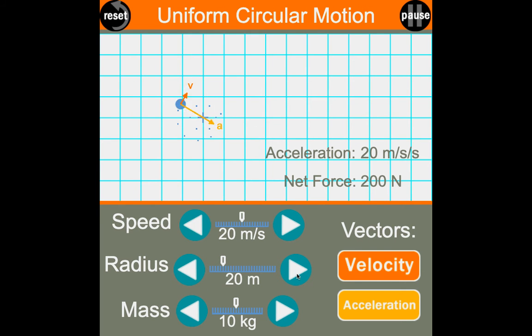As I increase the radius, the speed, the magnitude of the velocity, remains 20 meters per second. The actual length of the vector, the tangential velocity, does not change. Okay, same if I increase to 30, 40. The actual speed does not change.